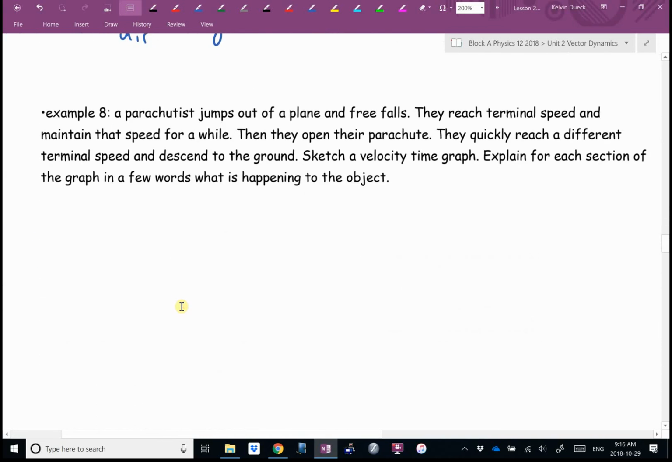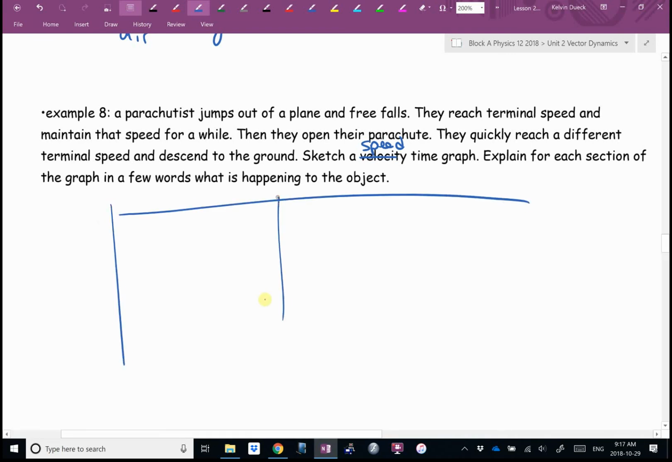A parachutist jumps out of a plane and free falls. Imagine they jumped out of an airplane. They reach terminal speed and then they maintain that speed for a while. They then open their parachute. They quickly reach a different terminal speed and descend to the ground. Can you cross out the word velocity? We're going to make it a speed time graph. The reason is velocity would be negative, which means my graph would be below the x-axis, and I'd rather have it above. So we're going to graph vertical speed.